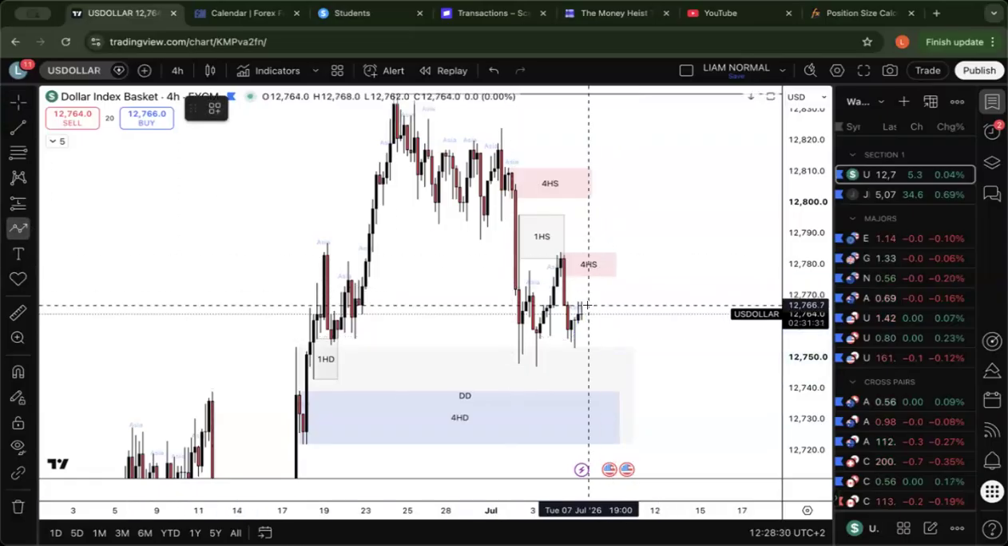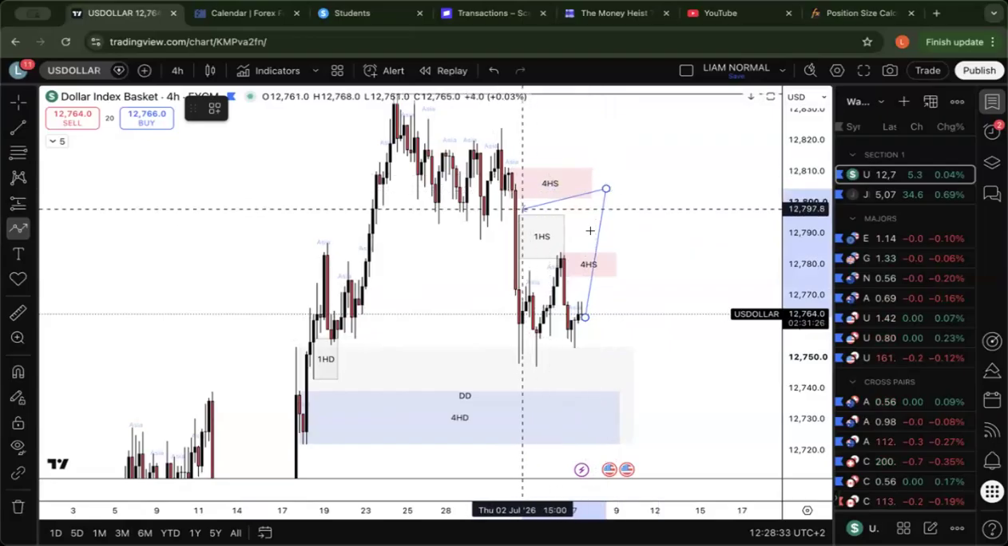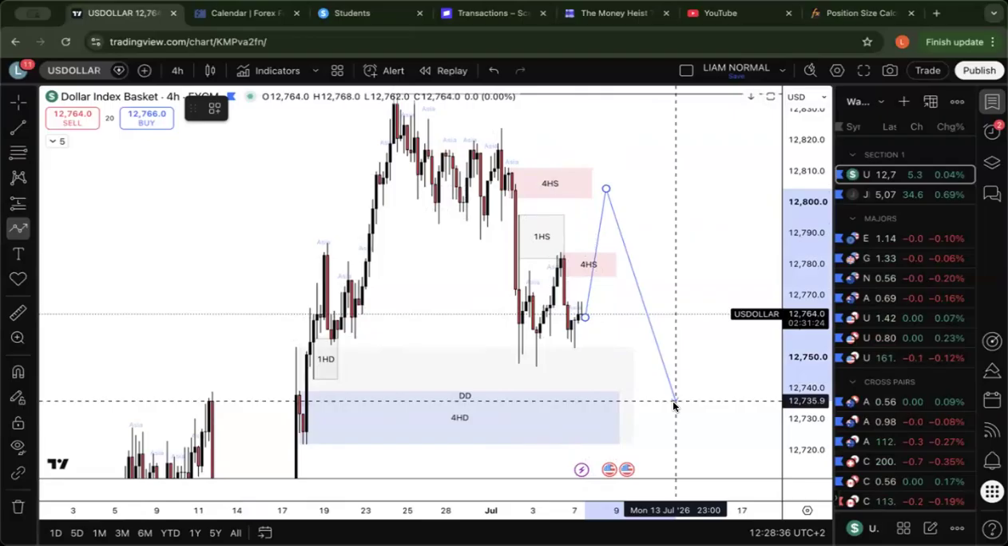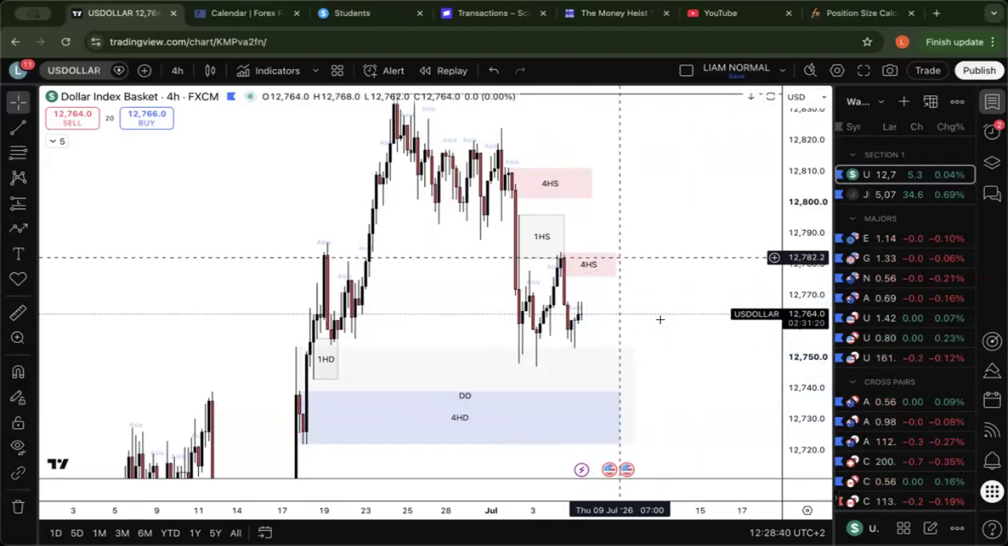Or, of course, if market decides to dip into this 4 hour supply, fill in that imbalance, take out any highs, and then do that, that is also a possibility. But for now, let's focus on what happens from this 4 hour supply area.